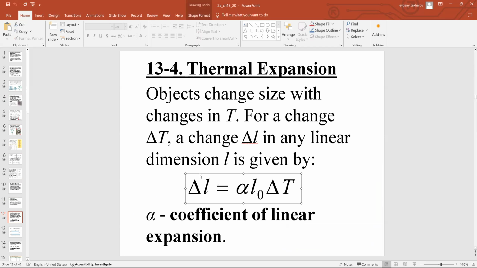So the amount of expansion depends on the material, and this alpha is just a coefficient that you can borrow from a certain table. L sub 0 is the original length, width, or height, and delta T is your change in temperature. The more the change in temperature, the more expansion you should expect from that. And alpha is for linear expansion.